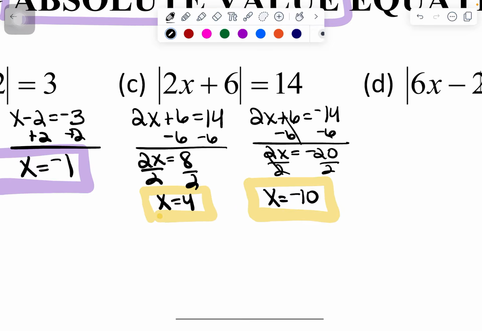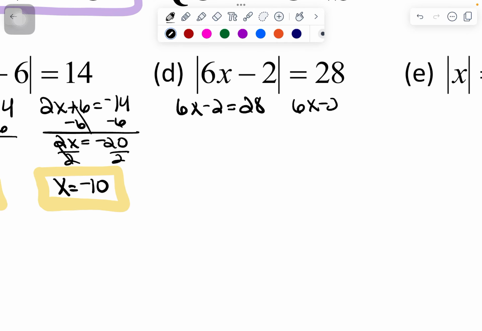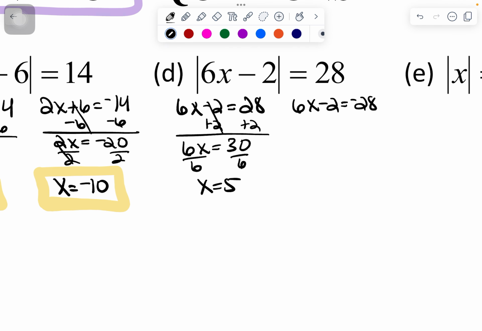Okay. Part D, same basic idea, right? Take the expression inside the absolute value. So 6x minus 2 could equal +28. And the other view would be 6x minus 2 could equal -28. So let's go ahead and solve both of these. So 6x equals 30, divide both sides by 6. I'm going to get x equals 5.